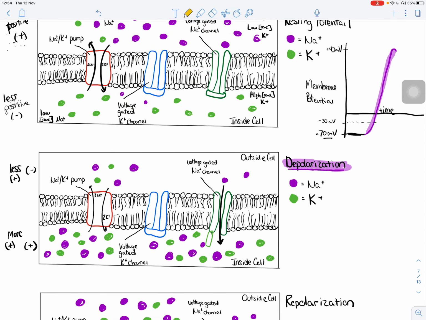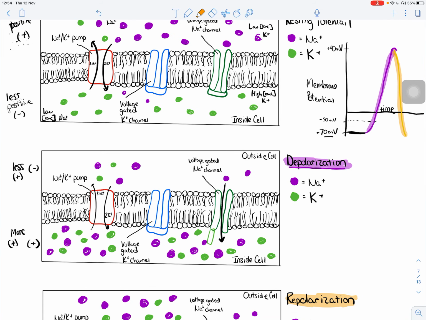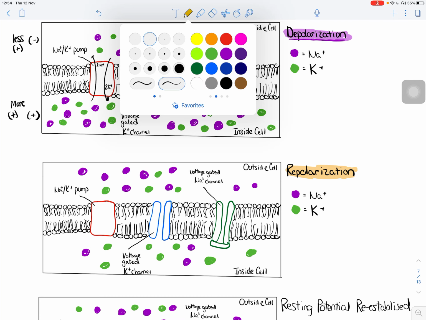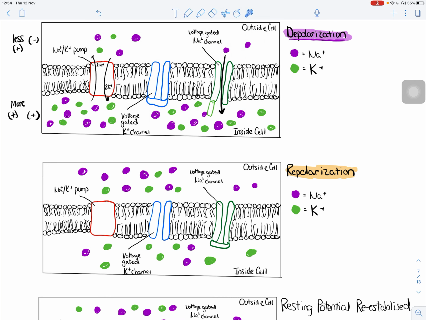Now what will happen next on that graph is it'll start to go back down, and that is called repolarization. That's that section there. Once we get to a certain positive point, you can see right here the voltage-gated sodium channel snaps shut, but the voltage-gated channel for potassium opens up.